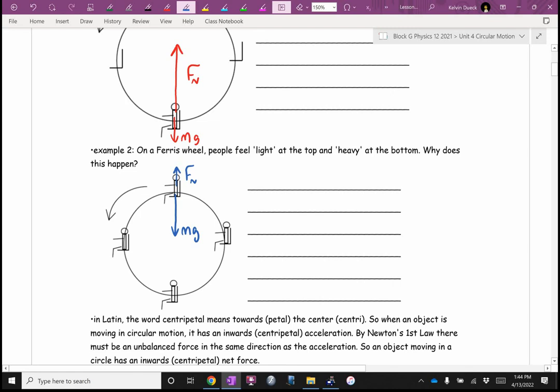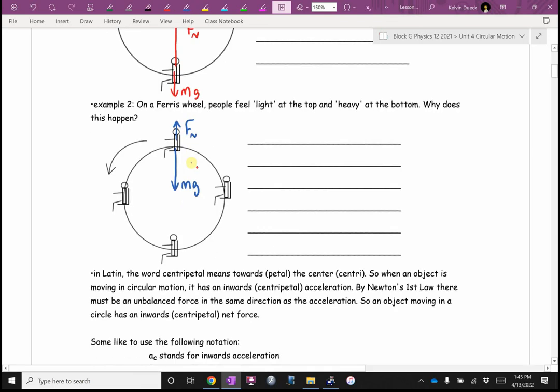Okay? The big difference between roller coasters and Ferris wheels is this. At the bottom, the free body diagram is the same, but at the top, on a Ferris wheel, your head is pointing up. On a roller coaster, your head is pointing down at the top of the loop. So on a Ferris wheel, at the top, the normal force is pointing up, but at the top of a roller coaster, the normal force is pointing down. That's the big difference. Okay?